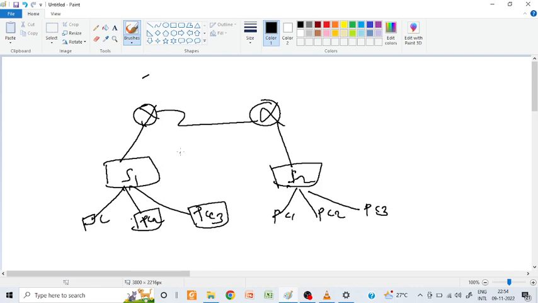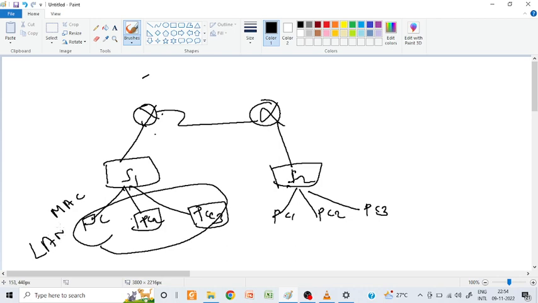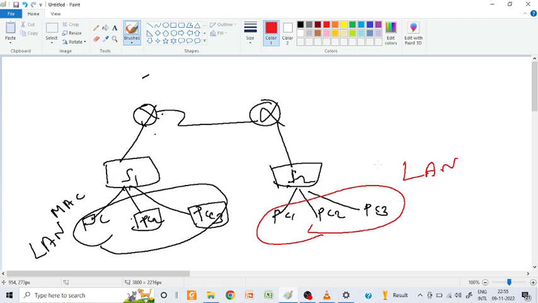In the network, usually the destination is identified by a MAC address. And this part is called a local area network. The same way, this part is also called a local area network. Usually the local area network is connected with a switch, and the switches are connected with a router. The router always knows the language of IP addresses.